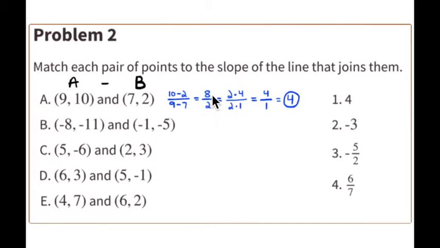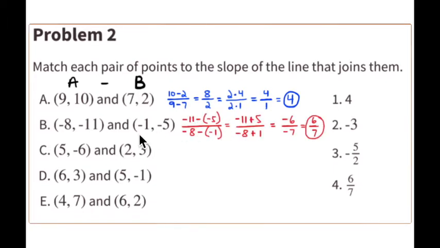And so you end up with the number of units in the vertical direction are 8 units for every 2 units in the horizontal direction. So that simplifies to 4 units in the vertical direction for every unit in the horizontal direction. So the length along the vertical axis is 4 times the length along the horizontal axis. So that gives you a slope of 4. So that's number 1 right here.